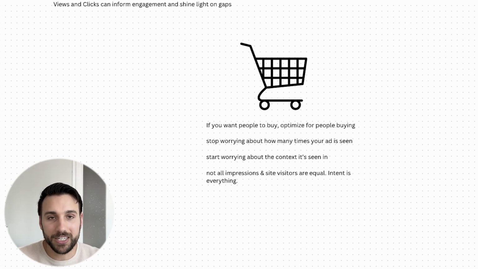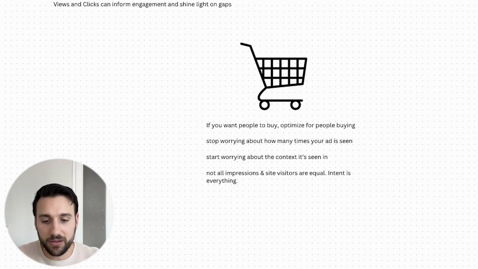Stop worrying about how many times your ad is seen. Start worrying about the context it's seen in. Again, viewability is not created equal. Impression distribution is not created equal. Impressions can literally not be seen to be counted as an impression, virtually. Worry about the context that it's seen in.